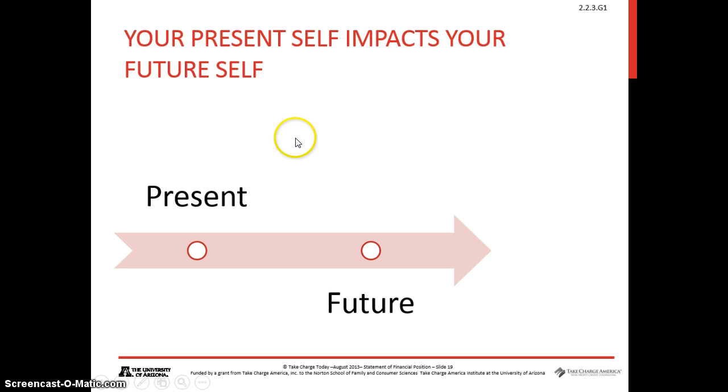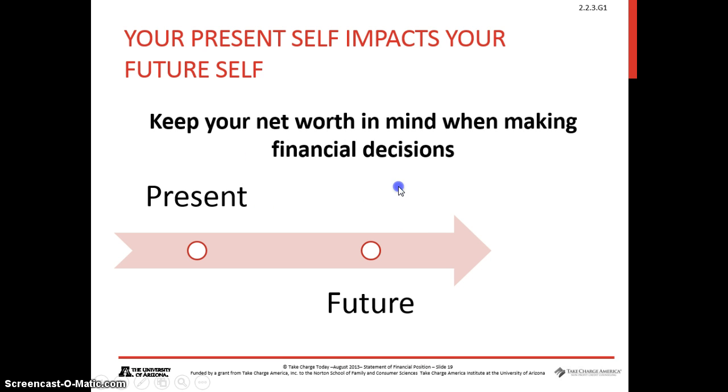Your present self impacts your future self. You have to keep your future in mind when making financial decisions. Think about how financial decisions will affect future net worth. So now here is where you would go back and think about, what are my future goals? If you'll recall, you wrote a letter to yourself signifying what those goals were. So you have to think about, what is it I want so that I can get to my future? Keep your net worth in mind. What type of net worth do you want to have?